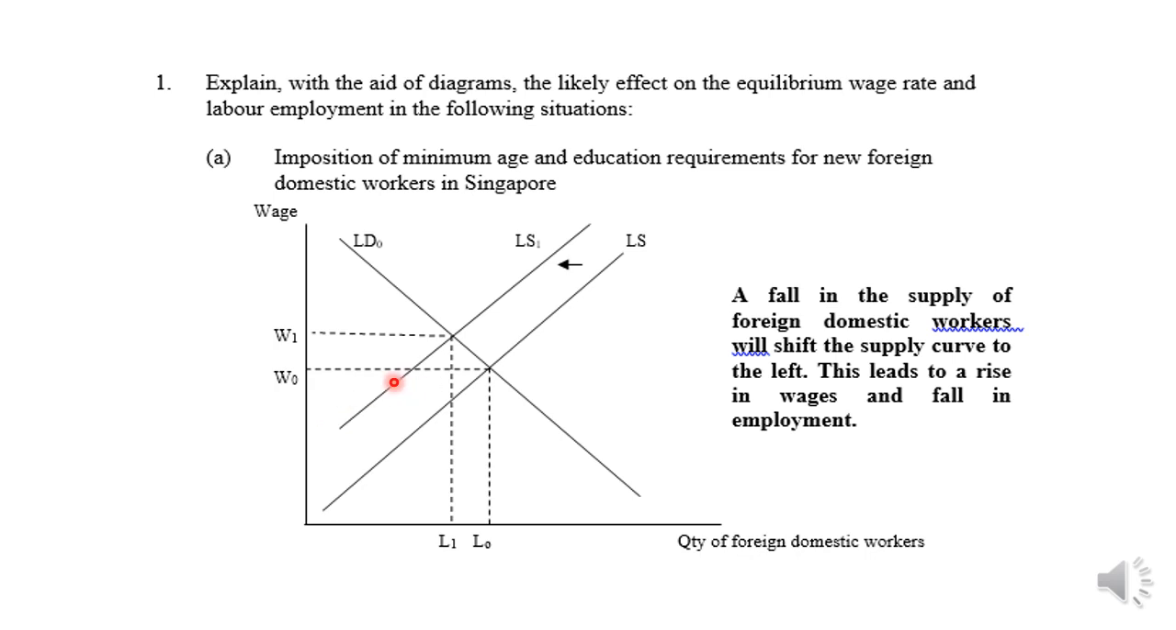So as a result, wages will go up because there's now less of them. All right, and the quantity of them will fall. Okay, so a fall in the supply of foreign domestic workers, so supply curve shift left, leading to a rise in wages and a fall in employment.